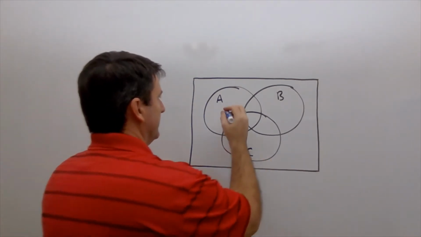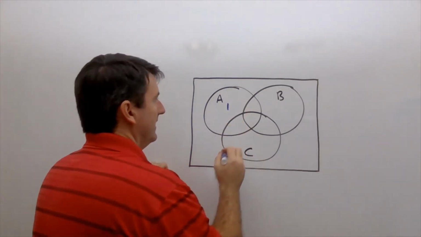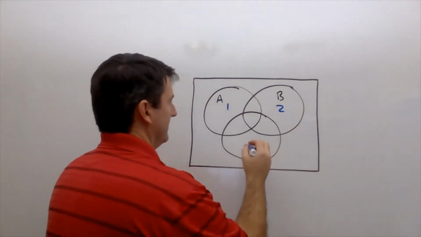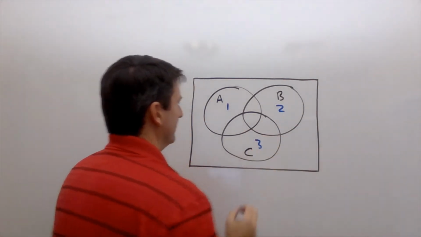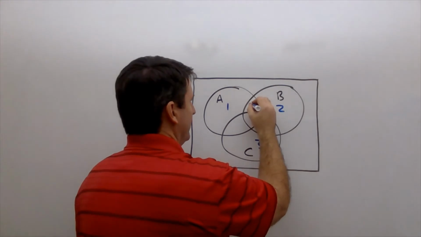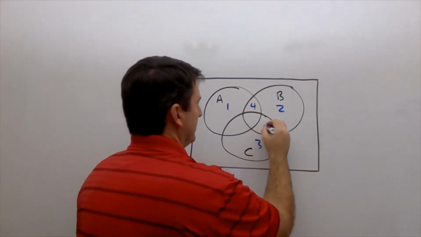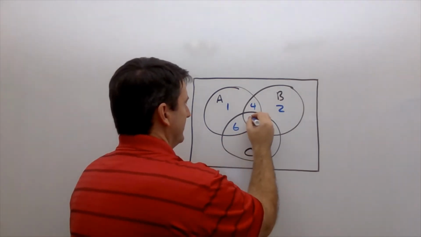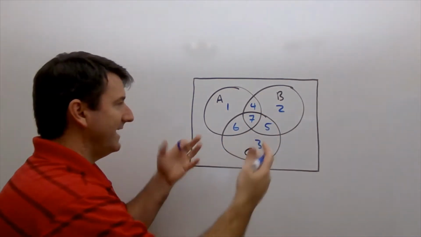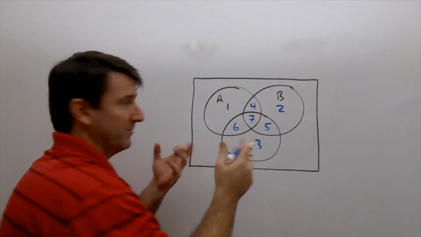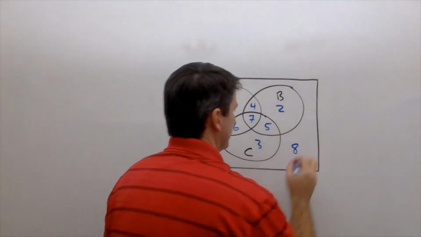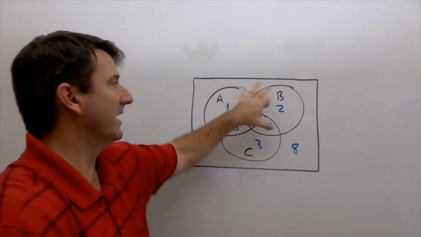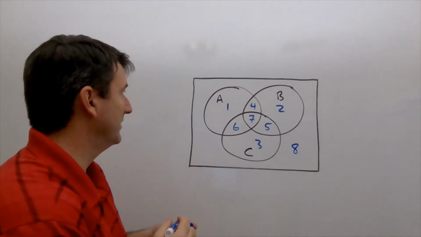The first region is going to be right here, second region right here, third is down here, and then we've got a region here we'll call 4. Region here is 5 and 6. Right in the center is 7. And then the 8th region is outside of all 3 of our sets. So that's the region where none of these 3 sets applies.